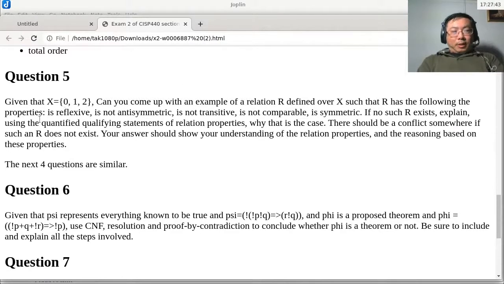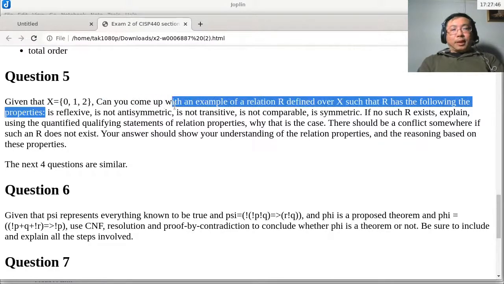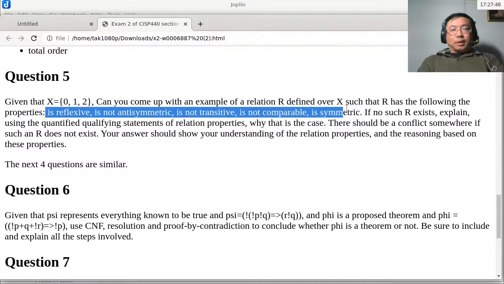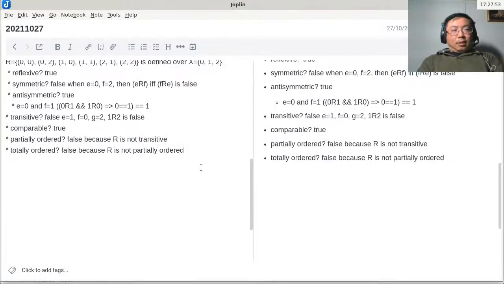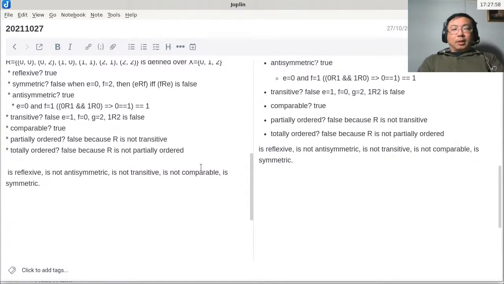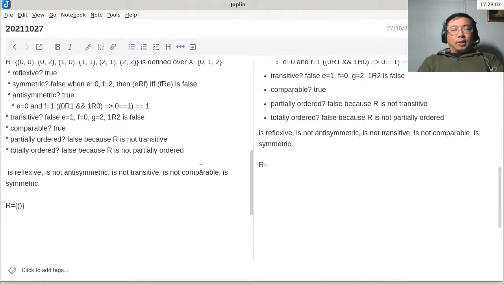Okay, I'm just going to copy this portion because X is the same for all of the questions, so that's not going to be too big of a problem. All right, there we go. So I'm just copying and pasting the properties here. So now we want to define R to satisfy all of those things. Reflexive, once again, is the easy one. We just need (0,0), (1,1), (2,2) to be in the set. Now it is reflexive.